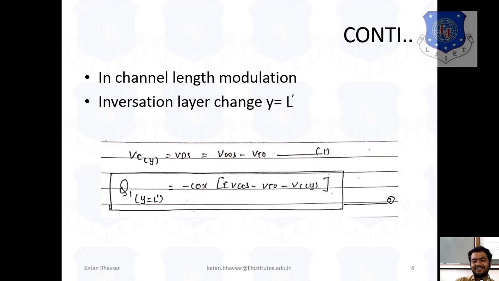So Q1 of y is equal to L dash is equal to minus COX into VGS minus VTO minus VC of y, because in this particular situation we assume y is equal to L dash. In previous session we assumed y is equal to 0, so we took Q1 of y is equal to 0 is equal to minus COX into VGS minus VTO.